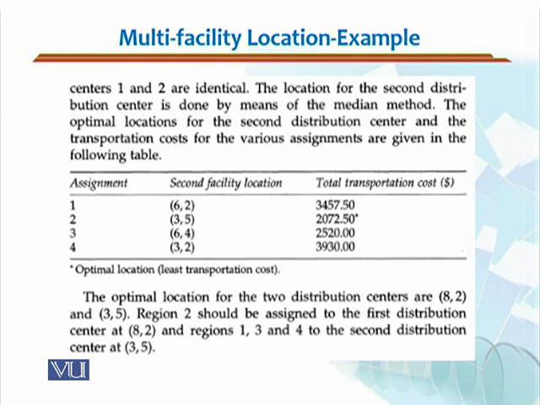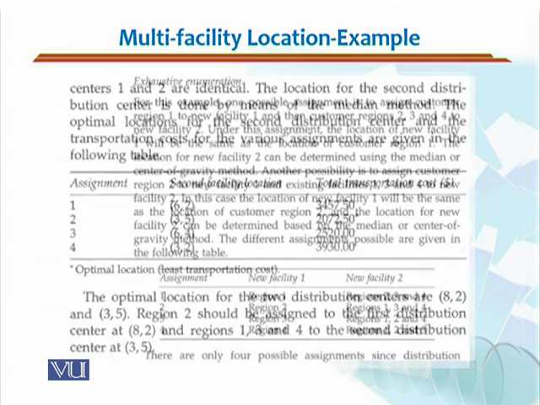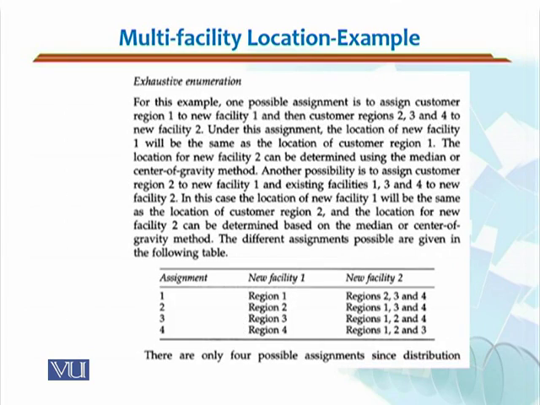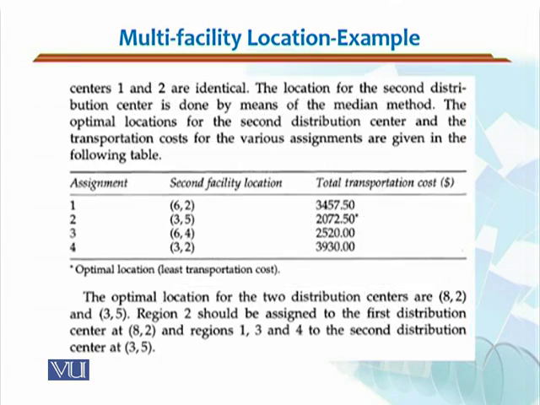And that second location would be serving your region, let's say for the first possible assignment, regions 2, 3, and 4. So the second facility location for the first assignment for regions 2, 3, and 4 would be located at 6, 2, and the total transportation cost would be 3457.50. In a similar fashion, for the other 3 assignments, we will find the second facility location by the median method and find the transportation cost for it.